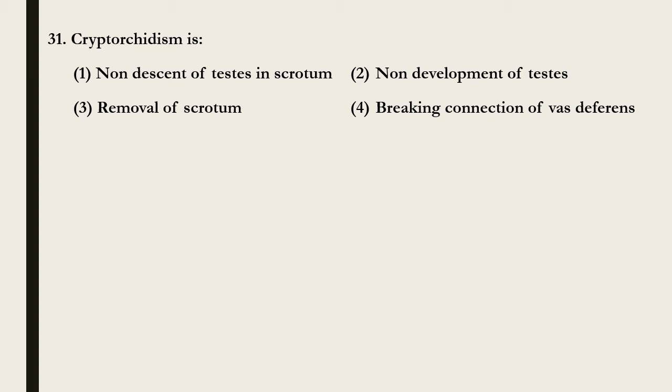Question number 31. Cryptorchidism is: option 1, non-descent of testis in scrotum; 2, non-development of testis; 3, removal of scrotum; 4, breaking connection of vas deferens. It is a direct conceptual question. We have this point in our learning notes. Cryptorchidism is a non-descent of testis in scrotum, so option number 1 is the correct answer.